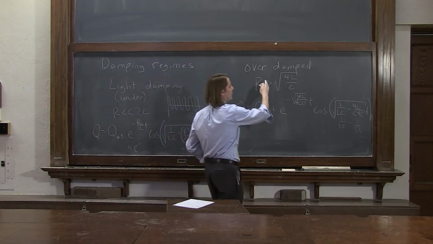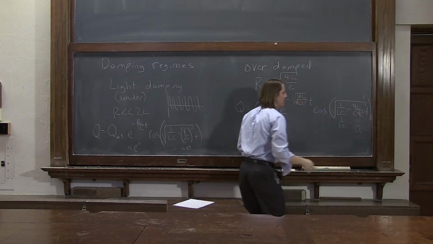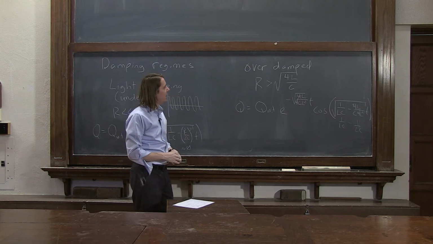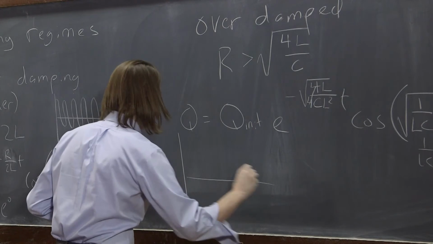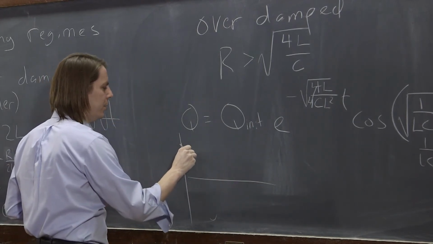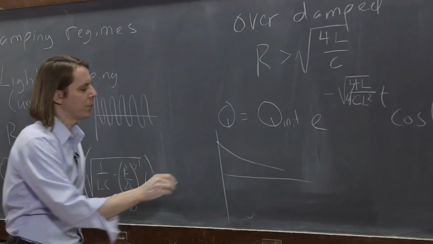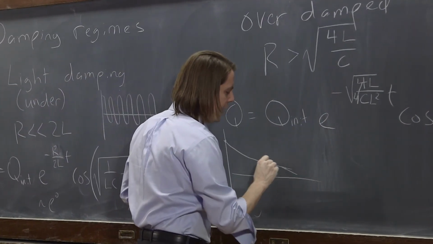If R is greater than this number, this term becomes negative. This gets even bigger. You have the square root of a negative number. Then the frequency is imaginary, and it doesn't oscillate anymore. So in the case of overdamping, it doesn't oscillate at all. It actually does something like this. It starts up here, and it never reaches 0, or it never crosses over. It just goes off forever towards infinity, and it never crosses over.